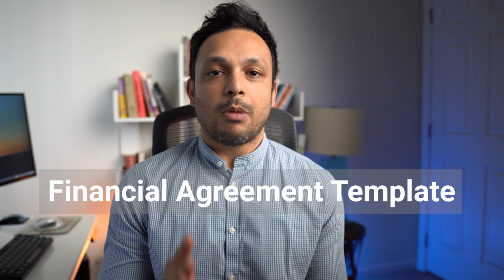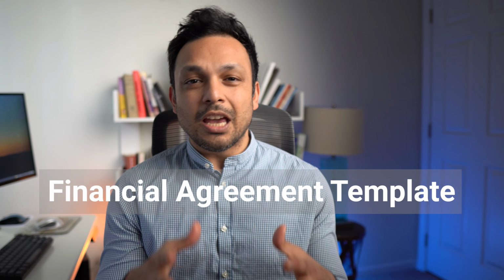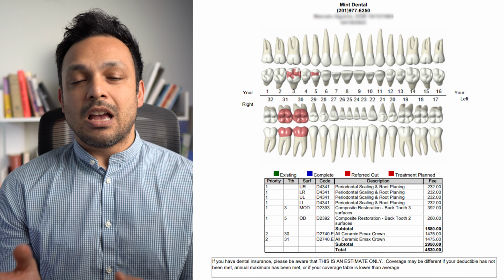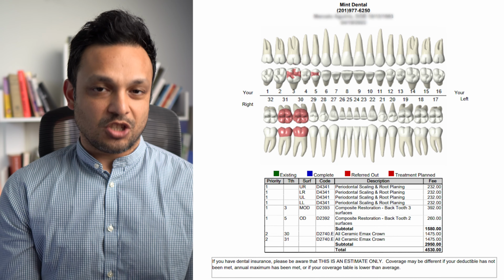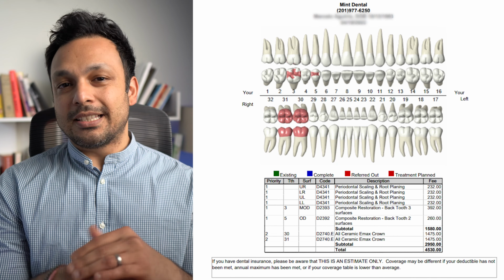Now let's go ahead and talk about financial agreement templates. If it's a treatment plan with few restorations, perio, and few crowns, I have the patient sign off on the treatment plan that is printed from the practice management software. Meaning it's not a contract, but basically the patient understands the treatment that is necessary and it is subject to change. And the cost that is listed is an estimate only, especially if it involves insurance.